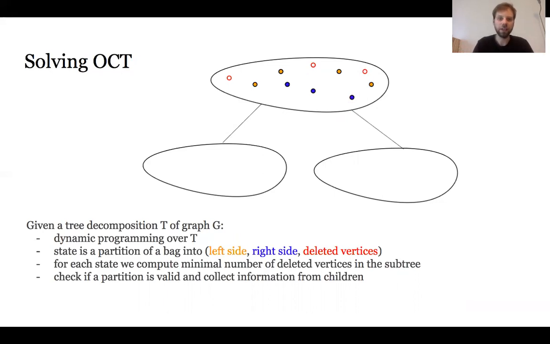And for each state, we want to compute the minimal number of deletions to make the subgraph induced by such a subtree bipartite and to be consistent with the state. And here we only need to check if such a partition is valid, so there are no edges like that, and to collect information from the children nodes.